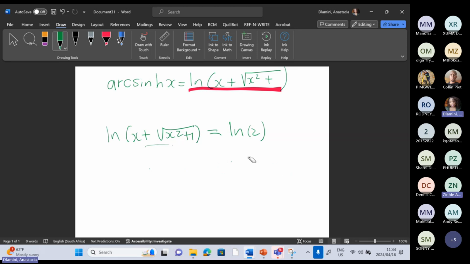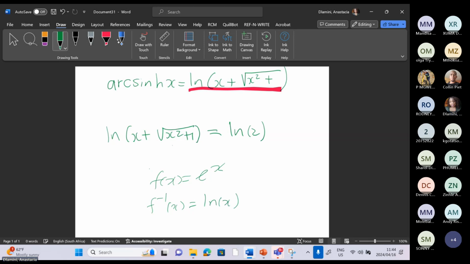We said ln is an inverse of which function? Can someone remind me? We said ln is an inverse of which function? Guys? E to the power x. Thank you. So we say if f of x is equal to e to the power of x, then the inverse of f of x is equal to what?